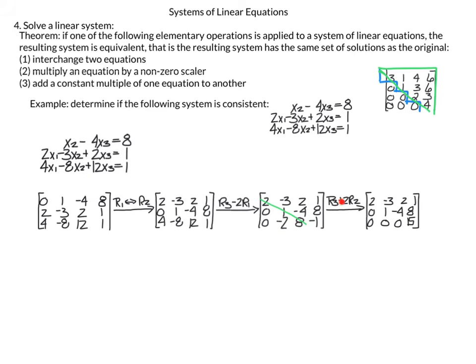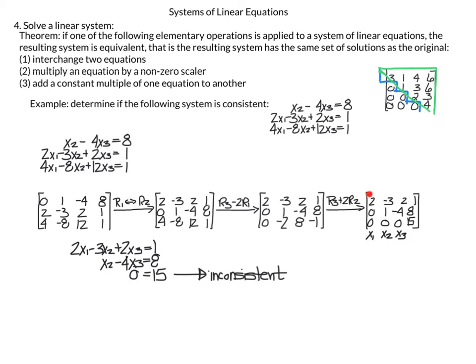So what I'm going to do is replace R3 with R3 plus 2R2. So multiplying by 2, I'm going to get 0. Multiplying by 2, I get minus 8, so I'll get 0. Multiplying by 2, I get 16 minus 1 will give me 15. I write my x1 under this column because these are the coefficients associated with x1, x2 under this column, and x3 under this column. So what I get is 2x1 minus 3x2 plus 2x3 equals 1.